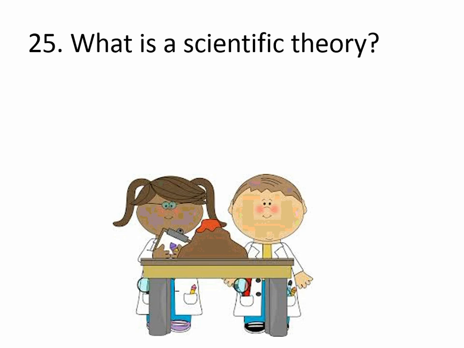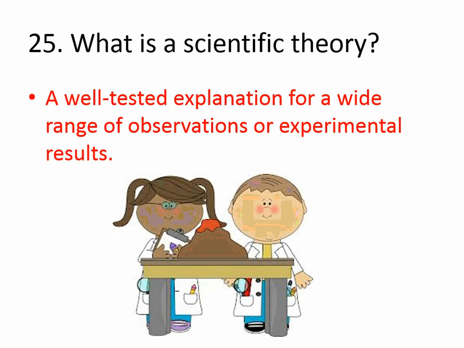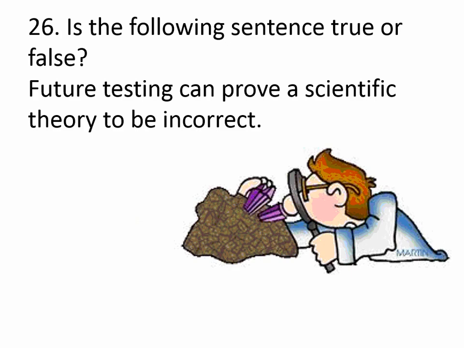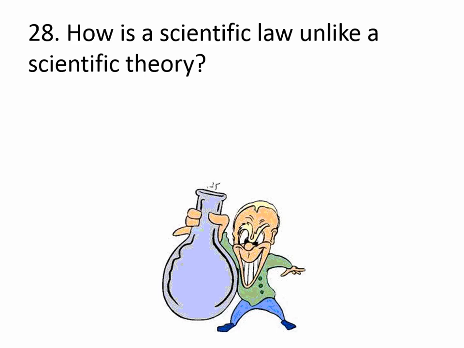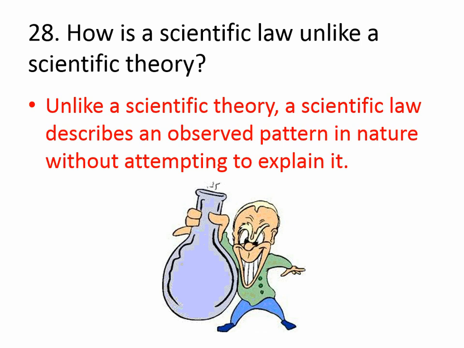25, what is a scientific theory? It is a well-tested explanation for a wide range of observations or experimental results. 26, is the following sentence true or false? Future testing can prove a scientific theory to be incorrect. That is true. 27, you can think of a scientific law as a rule of nature. And 28, how is a scientific law unlike a scientific theory? Unlike a scientific theory, a scientific law describes an observed pattern in nature without attempting to explain it.